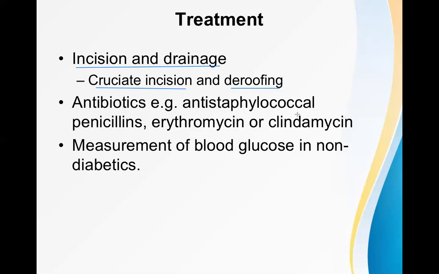so that a good debridement can be done. At the same time, antibiotics are started. These are anti-staphylococcal penicillins. If I ask you the name, it is very easy: cloxacillin, flucloxacillin, nafcillin. These are the different examples. Even erythromycin or clindamycin can be tried, and in very serious cases you go directly for vancomycin. You should measure blood glucose to rule out diabetes. So these are some of the important points in the management part.